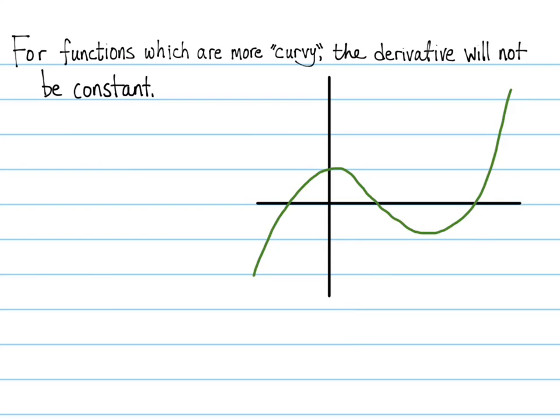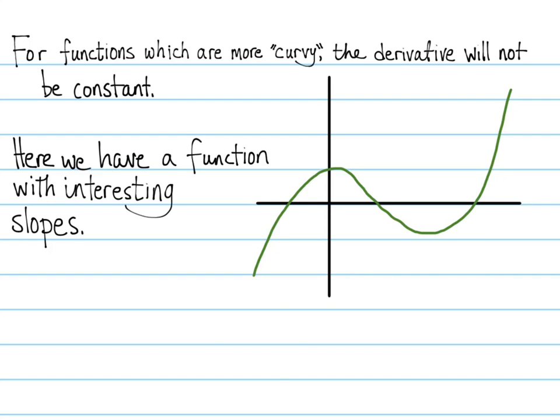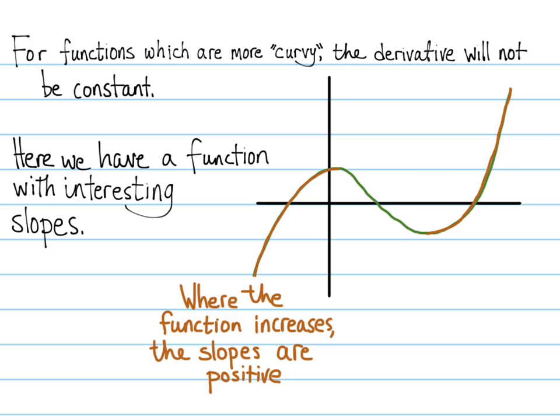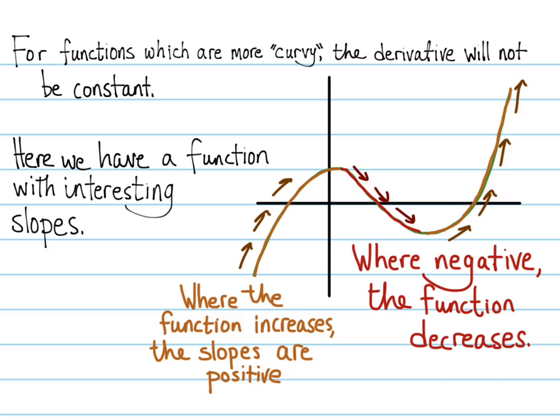Now here we have a picture of a curvy function, and the derivative for a curvy function is not going to be constant. You can see a couple of things. Wherever the function increases, which is now the brown part of the function, the slopes are positive. The tangent lines are going to be going up and to the right. And where they're negative, the function is decreasing. The tangent lines are going to go down and to the right. And that's really it. So whenever you have a curve, you'll have a more interesting function as your derivative. And if you have a straight line, you'll have a constant number as your derivative.